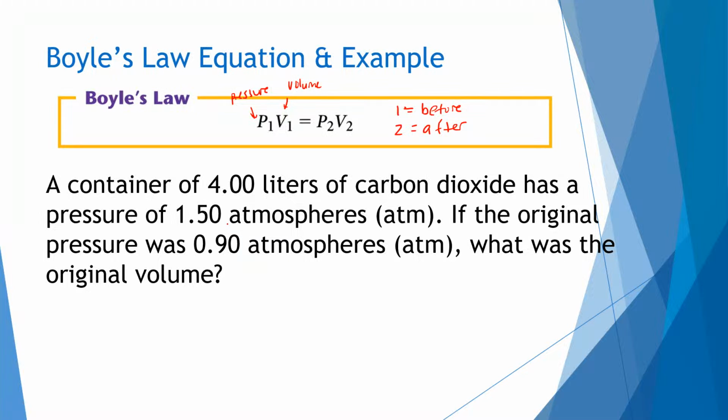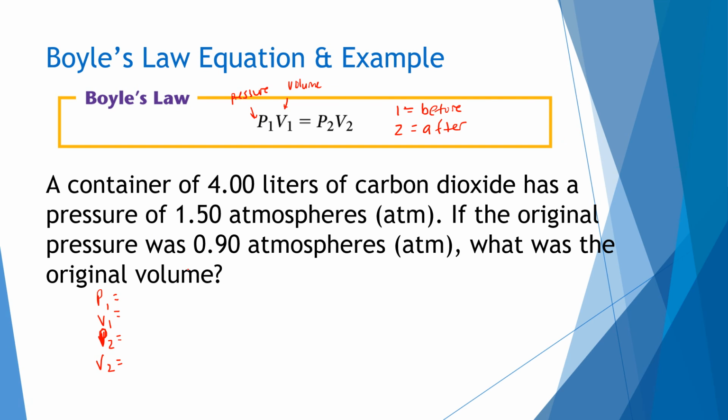If the original pressure was 0.9 atmospheres, what was the original volume? So I always tell people, make sure you list your variables, and then plug in what you know. So here I saw the word original, and it says my original pressure was 0.9.